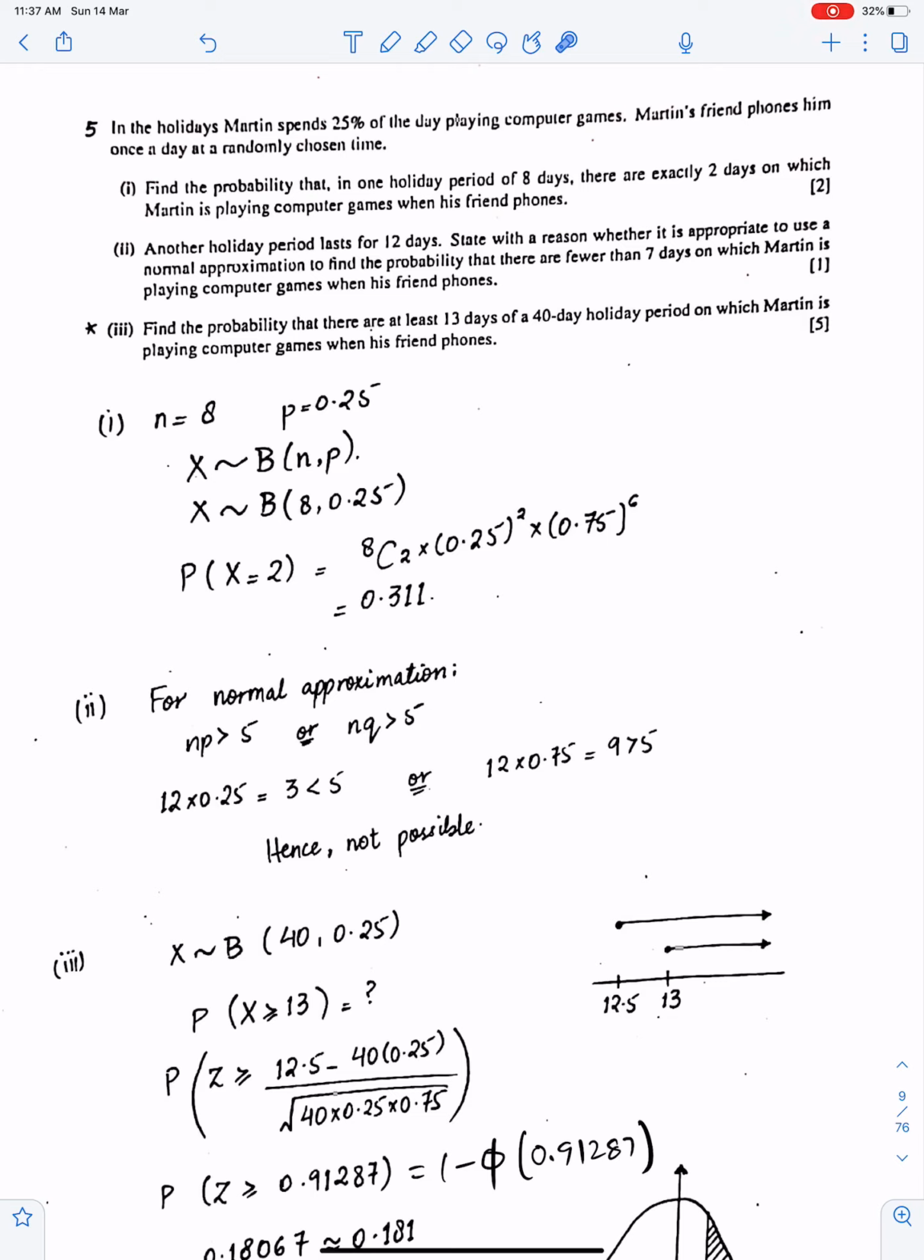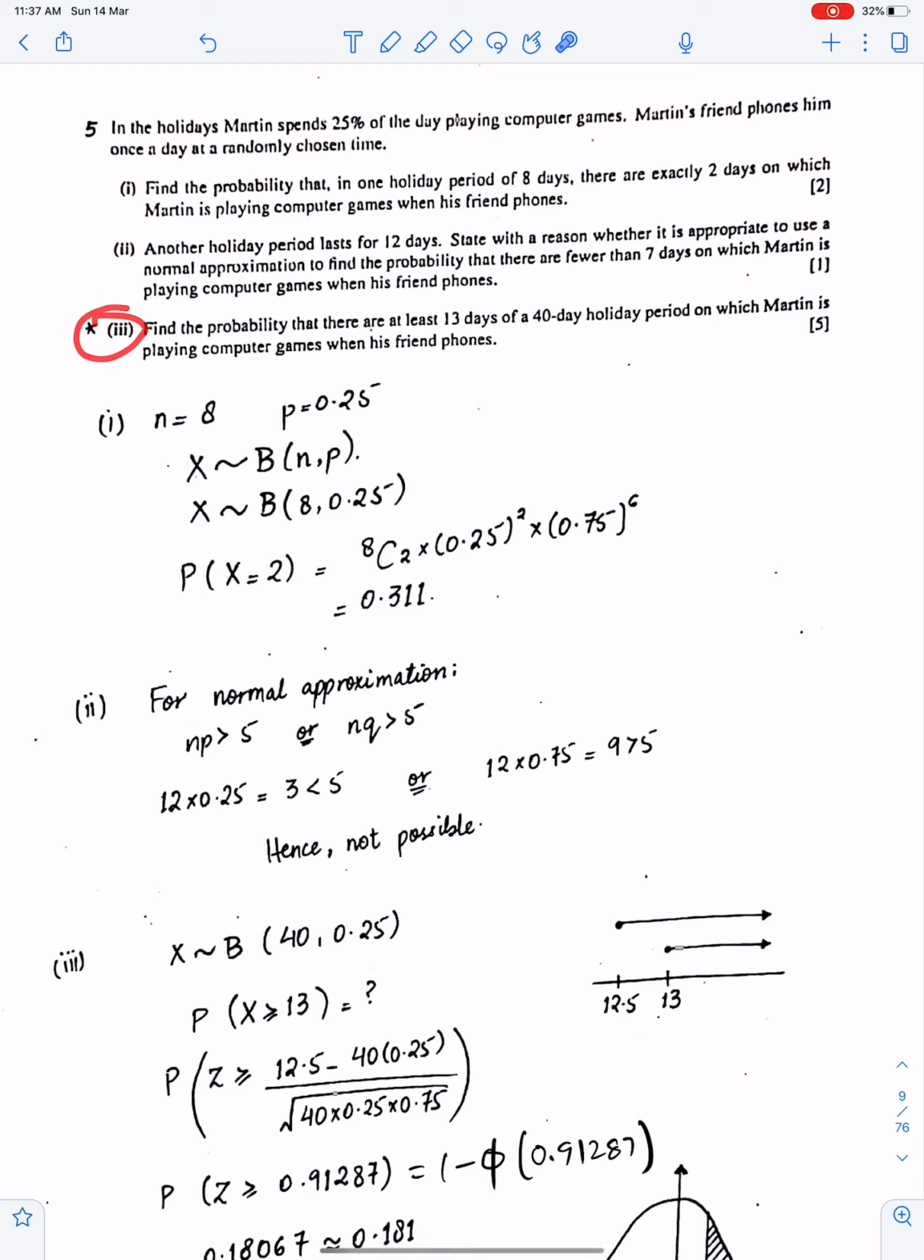Another holiday period lasts for 12 days. State with a reason whether it is appropriate to use the normal approximation to find the probability that there are fewer than 7 days on which Martin is playing computer games when his friend phones. For that we need to check both np and nq. If both are greater than 5, then we can use the approximation, otherwise we cannot. So np is 3 and nq is 9. Since both are not greater than 5, we cannot use the normal approximation.